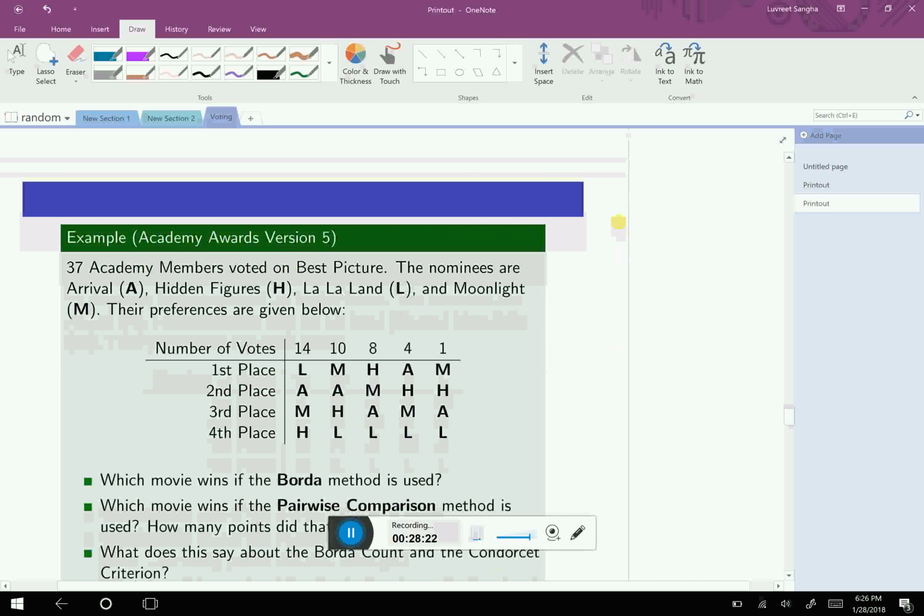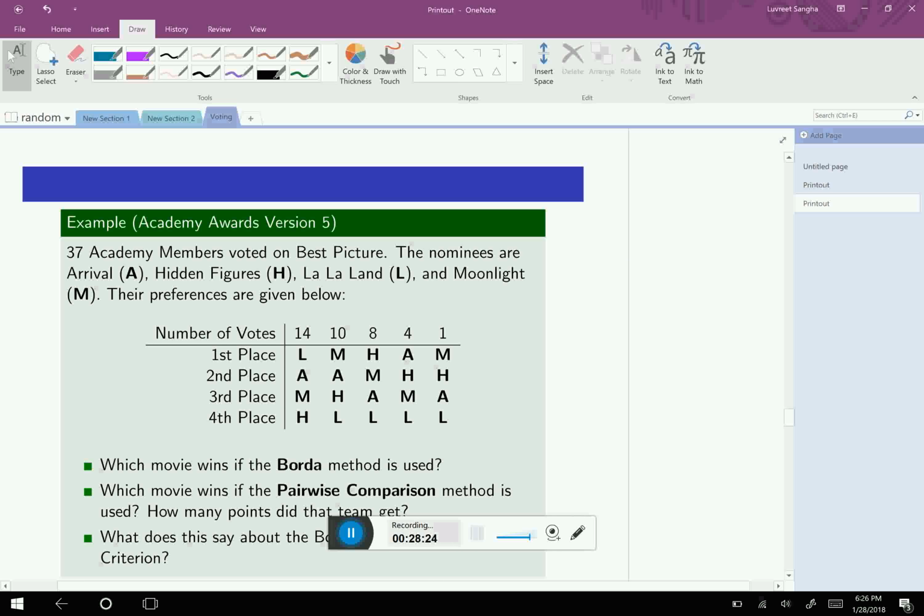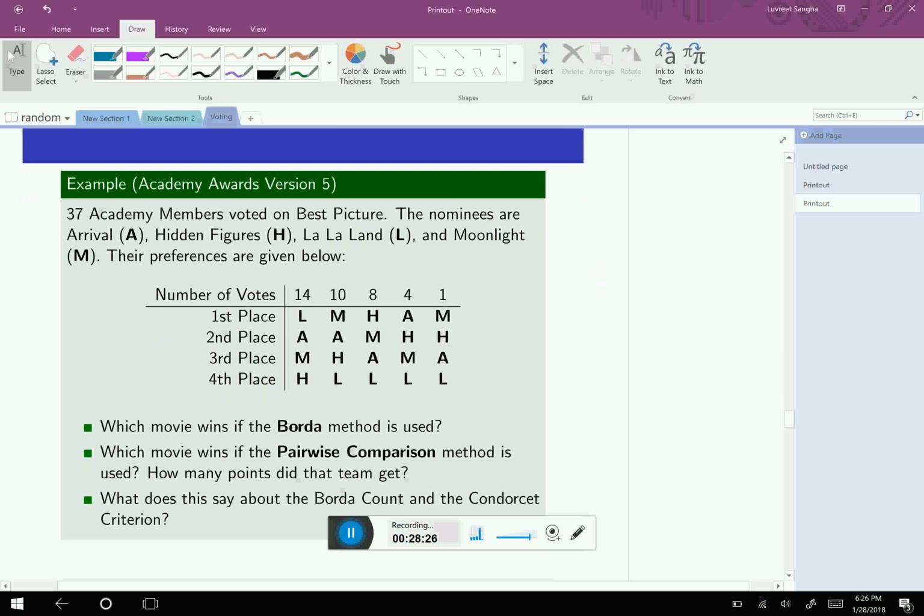Okay, so I want to do another example. This example is going to involve the Borda count, and ultimately testing whether the Borda count violates or satisfies the Condorcet criterion. We've seen this example before with the Academy Awards, and we had these 4 movies vying for Best Picture. There's Arrival, which is A. There's Hidden Figures, which is H. La La Land, which is L. And then Moonlight, which is M. There are these 4 pictures, and we have this preference schedule that we've looked at before.